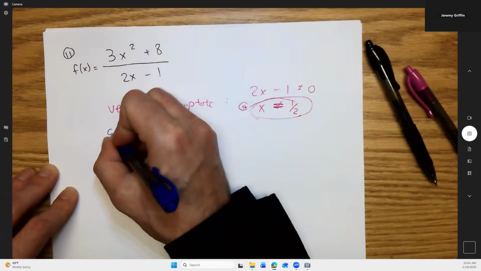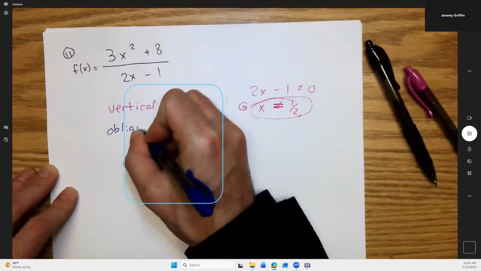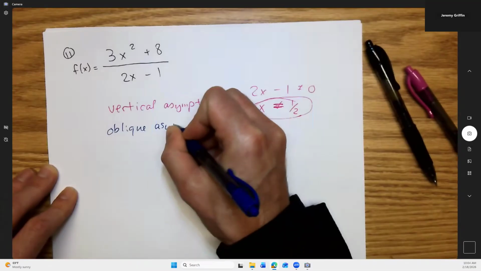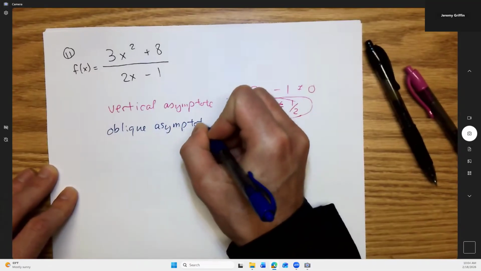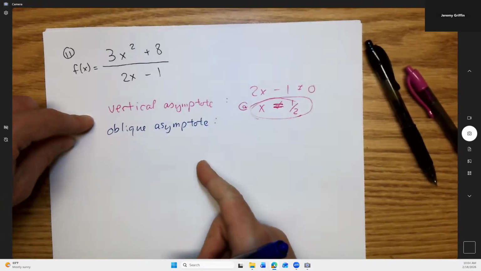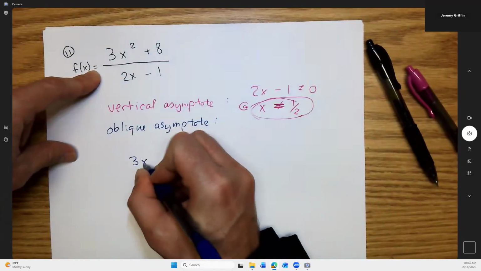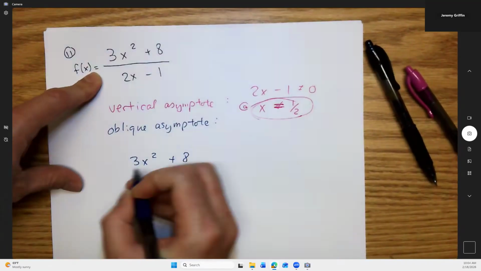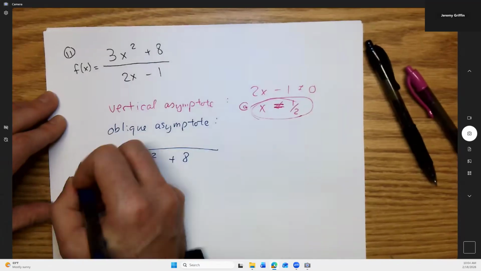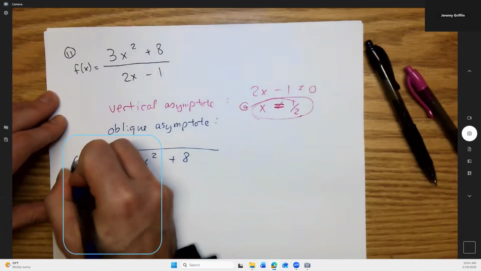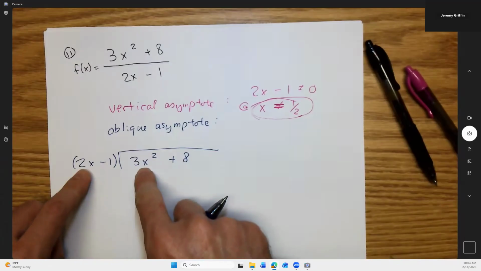Now let's do the oblique asymptote. Okay, so what's that going to be? Long division. Let's do 3x squared plus 8, all divided by 2x minus 1. Okay, and just go through our long division rules.